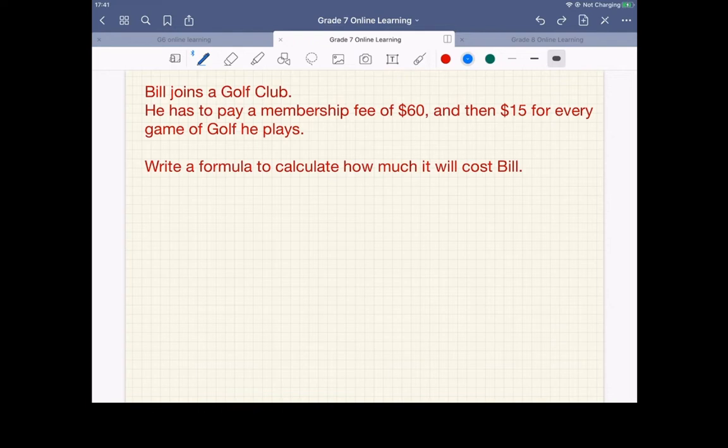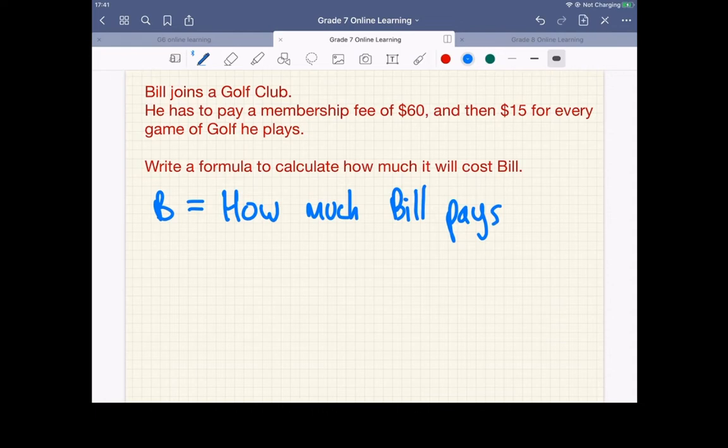Now, the first thing to do with these questions is to define some variables, a letter. So what letters are you going to have and what do they represent? I'm going to use B to be how much Bill pays. B for Bill. I'm going to use number of games. I'm going to use lowercase g to represent the games played. g is 1 game. g is 2 games, etc.